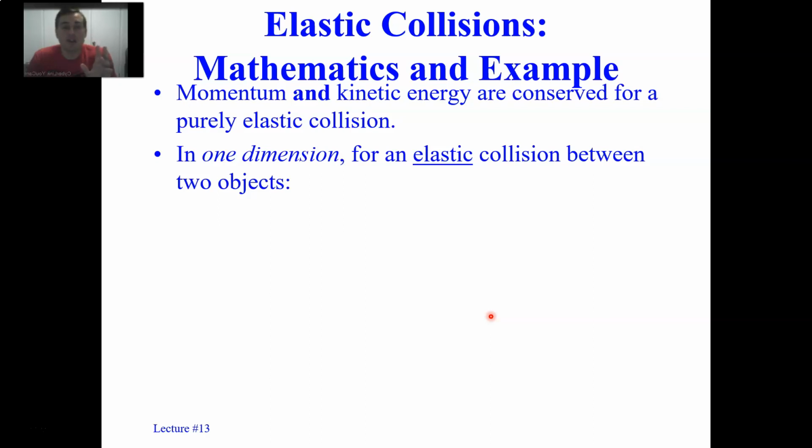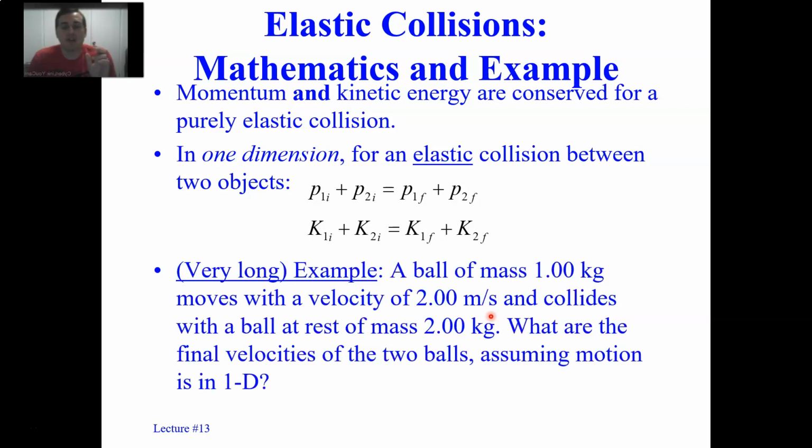Now, in one dimension, for an elastic collision, these are the two equations you should be aware of: conservation of momentum and conservation of kinetic energy. So P1 initial plus P2 initial equals P1 final plus P2 final. That's for two objects in one dimension. And then K1 initial plus K2 initial equals K1 final plus K2 final.